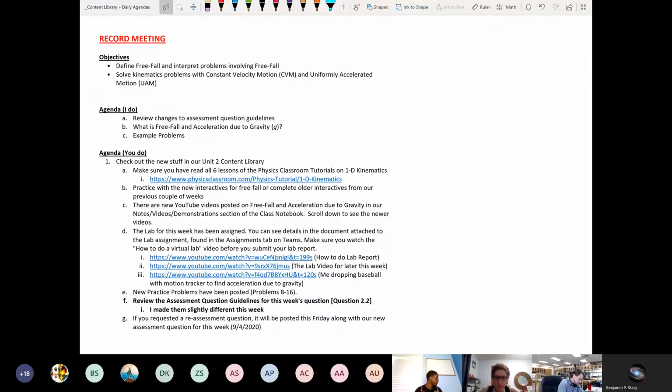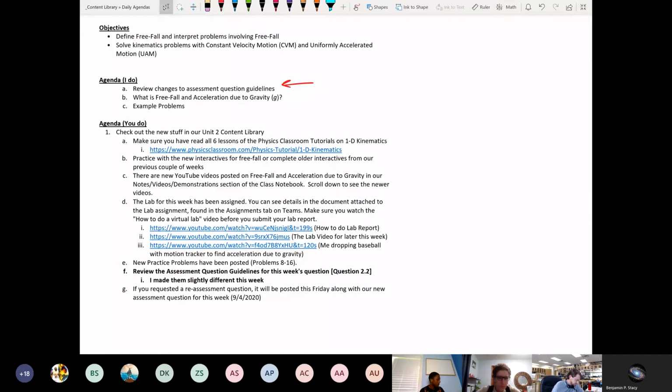I made some changes, you'll see up here, to the assessment question guidelines that I think make them a little better, a little more open-ended. We'll look at that first. Then we'll talk about free fall and acceleration due to gravity and work some example problems. The agenda for you to do is pretty much the same stuff, reminding you of what's in the content library.